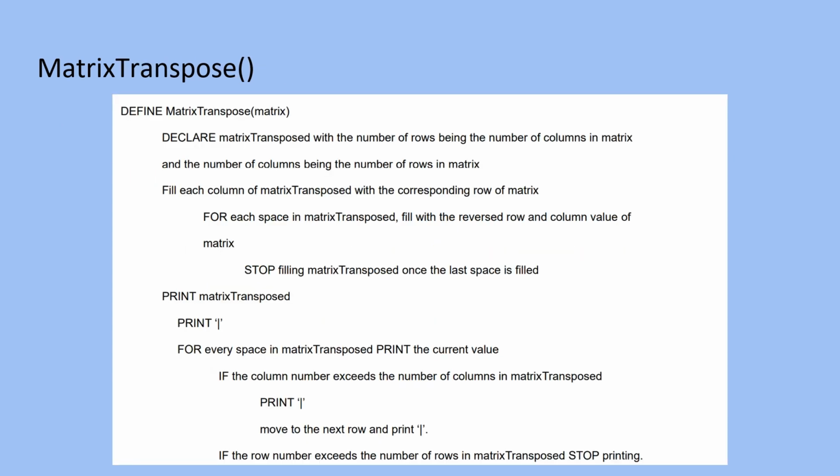I'll define matrix transpose to be a function that takes one argument, matrix, and I'll declare matrix transpose with the number of rows being the number of columns in matrix and the number of columns being the number of rows in matrix. I'll fill each column of matrix transpose with the corresponding row of matrix. For each space in matrix transpose, I'll fill with the reversed row and column value of matrix, and I'll stop filling this matrix once the last space is filled. I'll then print matrix transpose using the previous print method described.